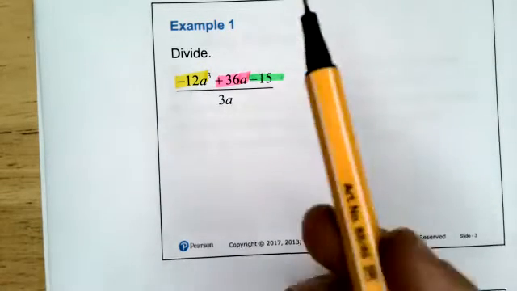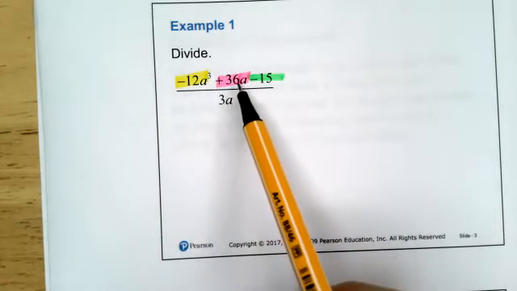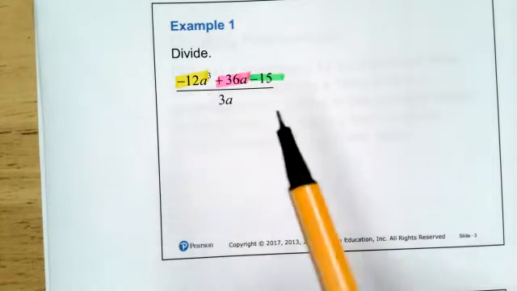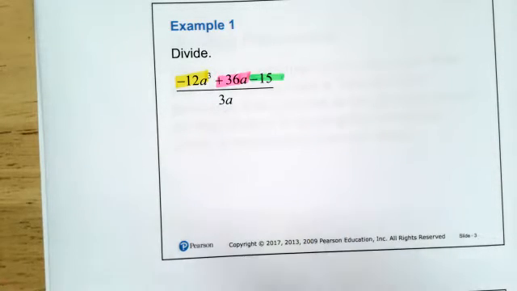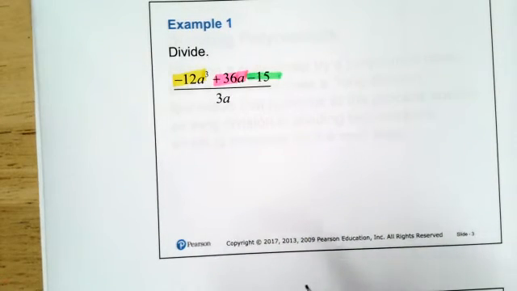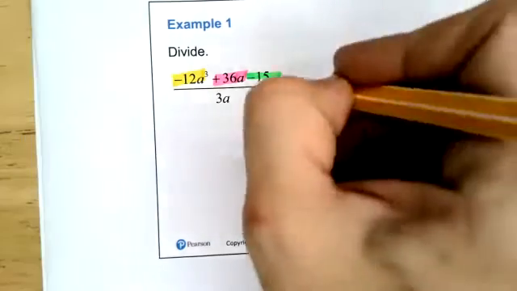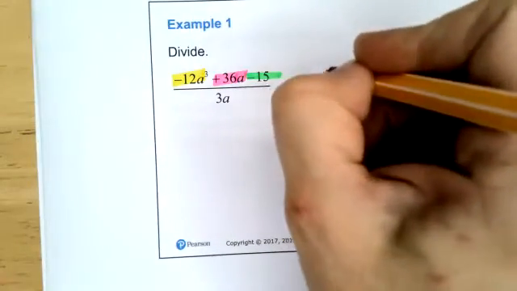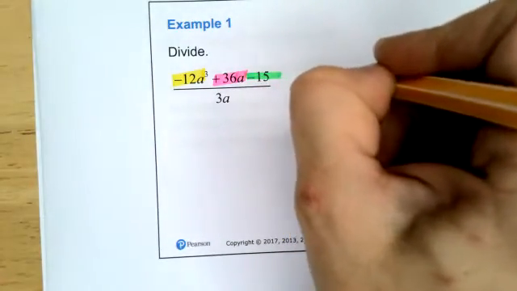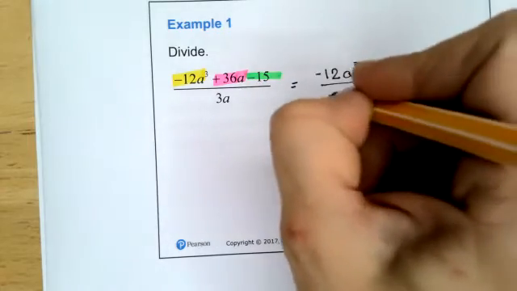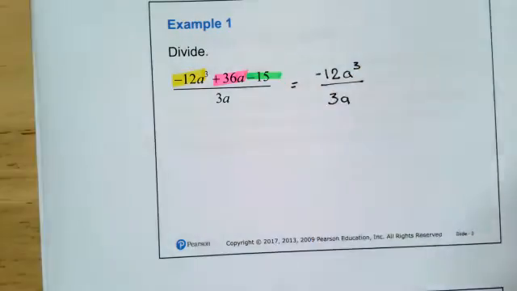All right, here we have three terms: negative 12a cubed, positive 36a, and a negative 15. They're all being divided by 3a. We can separate them. There are three terms. So that means we have negative 12a cubed, or a to the third, over 3a.